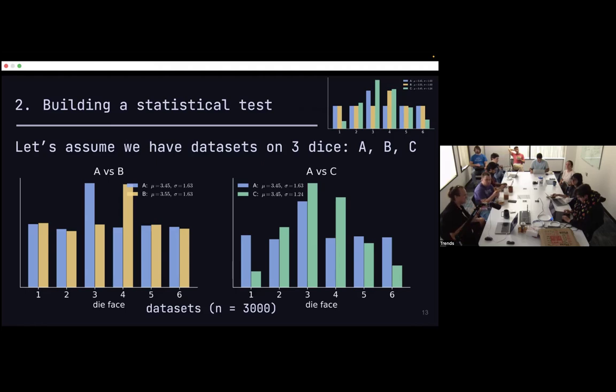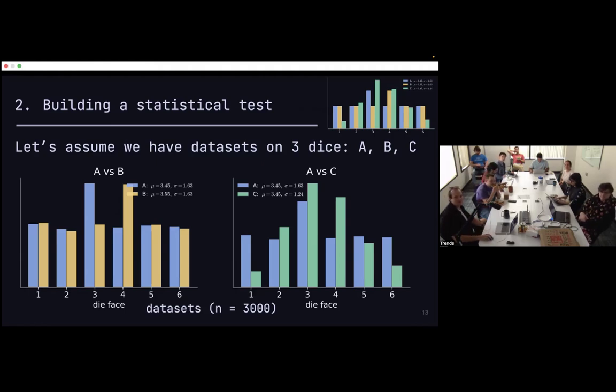And the question is, can we compare those dice and figure out if they are the same, if they are coming from the same distribution or not? Is it the same kind of dice or not? We can try to develop a test that will compare die A against B and die A against C. So I sampled a random data set of 3,000 points for each dice, and you see them there. They approximately follow the ground truth probability of each die.